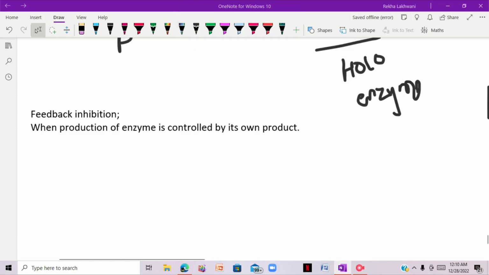So today we will talk about feedback inhibition. So what is this actually? This is when the enzyme is controlled by its own product. Now, obviously, when you read the statement, you are not able to understand this properly. Let me explain this to you with the help of an example.